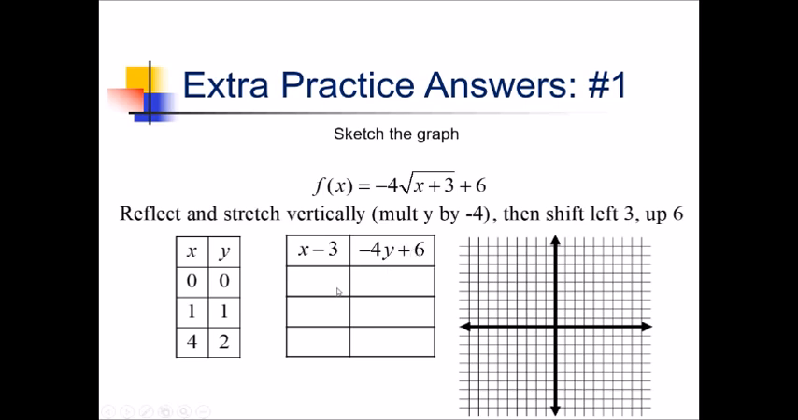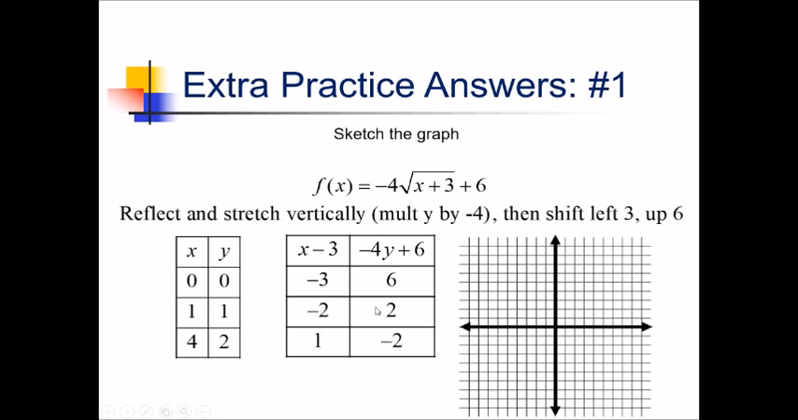All right, let's go through for the x's. So we're subtracting 3 from all my original x values. 0 minus 3 is negative 3. 1 minus 3 is negative 2. 4 minus 3 is 1. Next up, I have to multiply the y values by negative 4 and then add 6. Negative 4 times 0 is 0, plus 6 is 6, so that first one's kind of easy. Negative 4 times 1 is negative 4, plus 6 is 2, and then negative 4 times 2 is negative 8, plus 6 gives us negative 2.